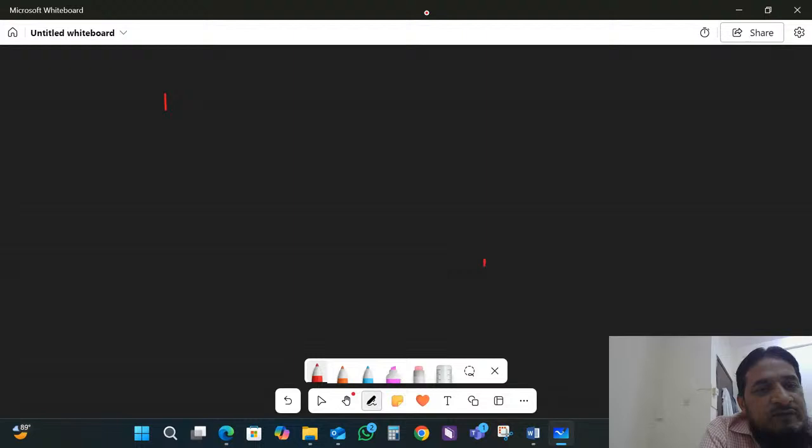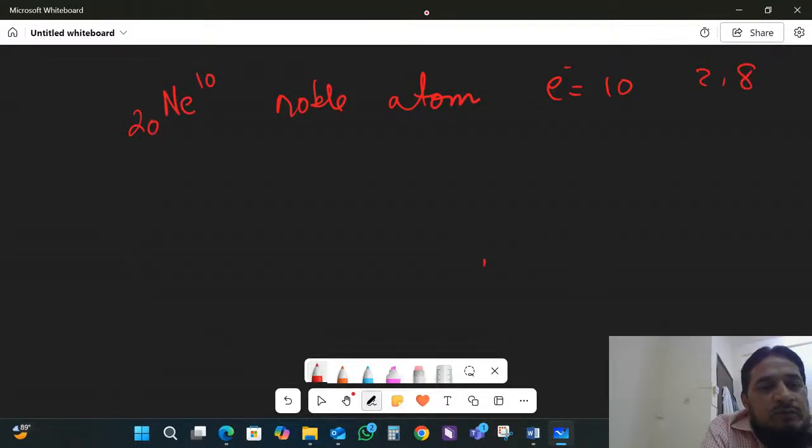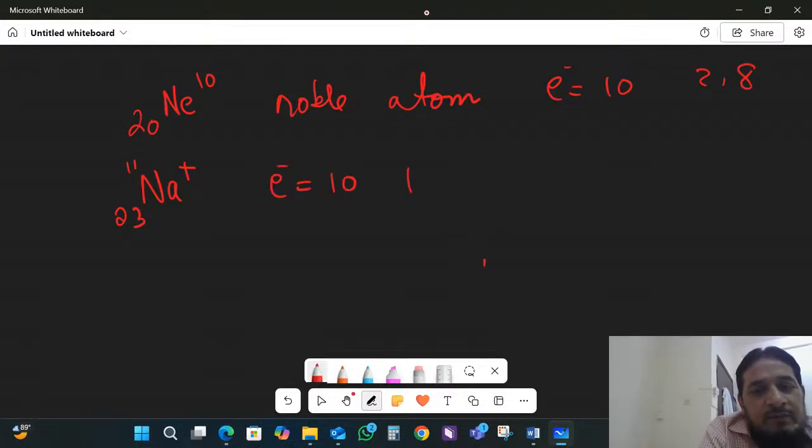If we start with neon, neon is 10 20. This is a noble atom, and it has 10 electrons. Okay, 2 8 is its configuration. Now we just move to Na plus 1. Na plus 1, 11 23. This is the sodium ion. So its electrons now will be 10 and protons are 11. Positive they are 11 and negative they are 10.